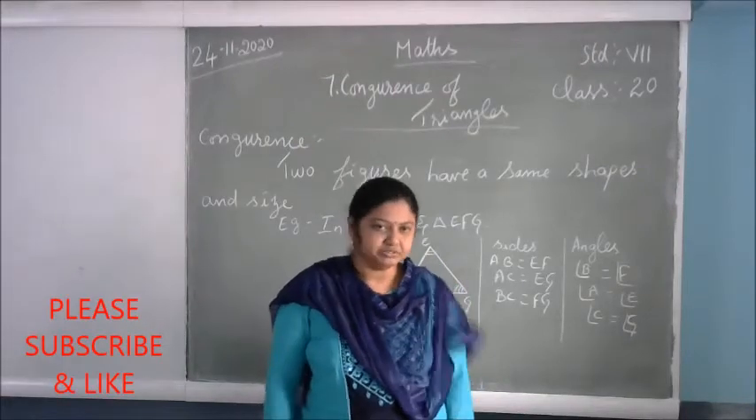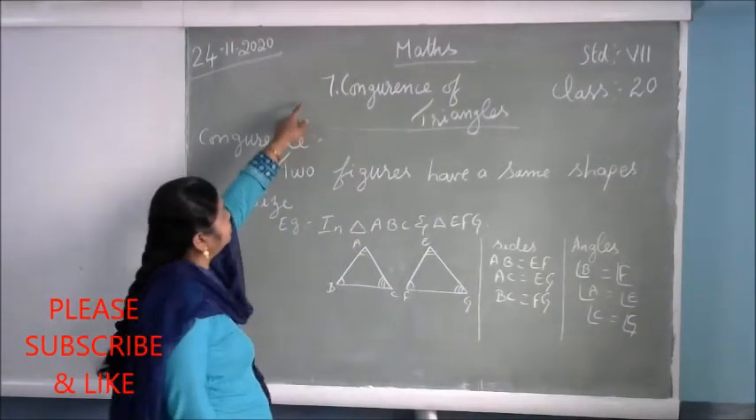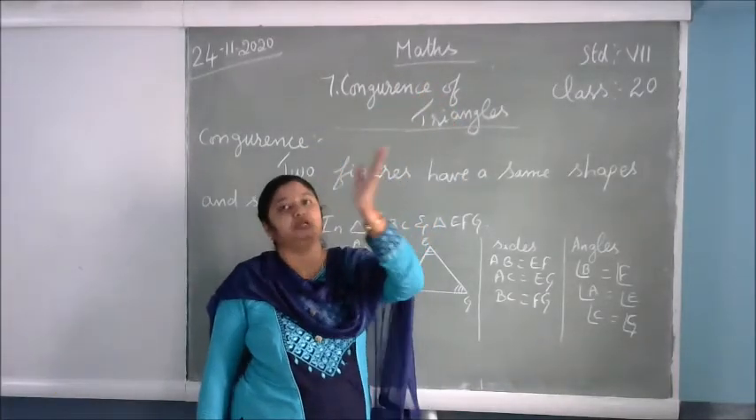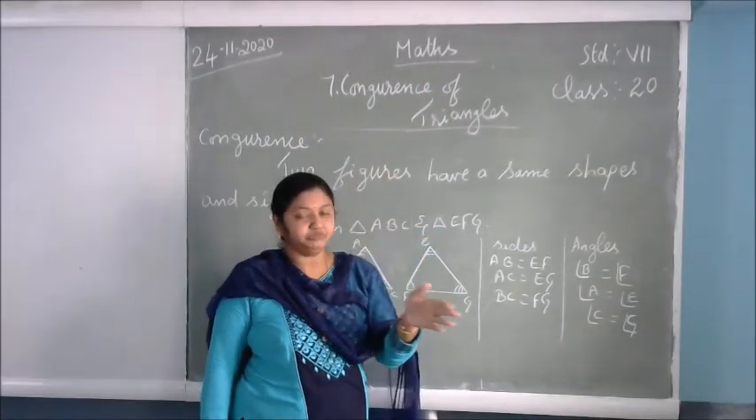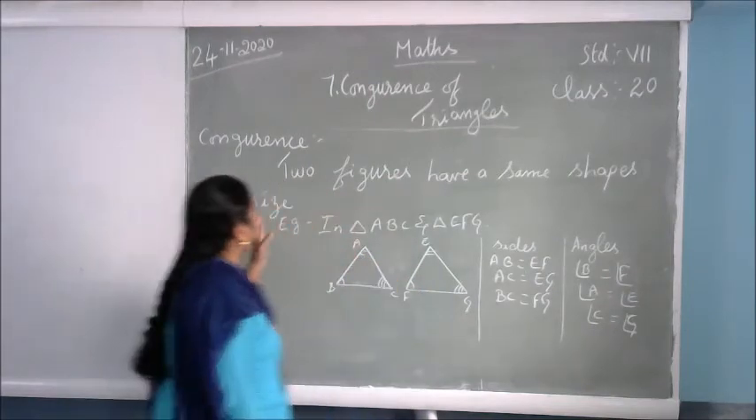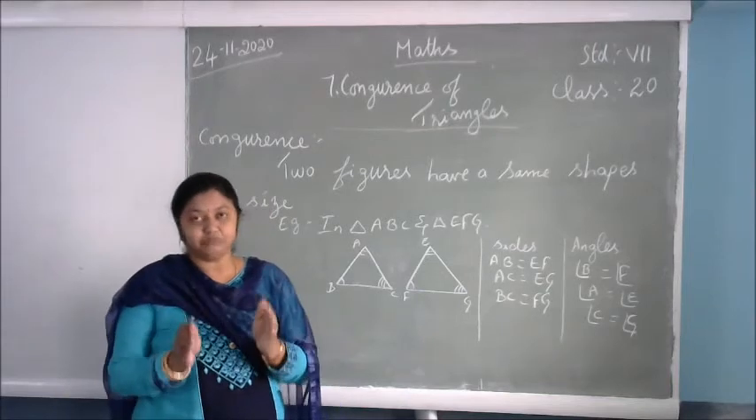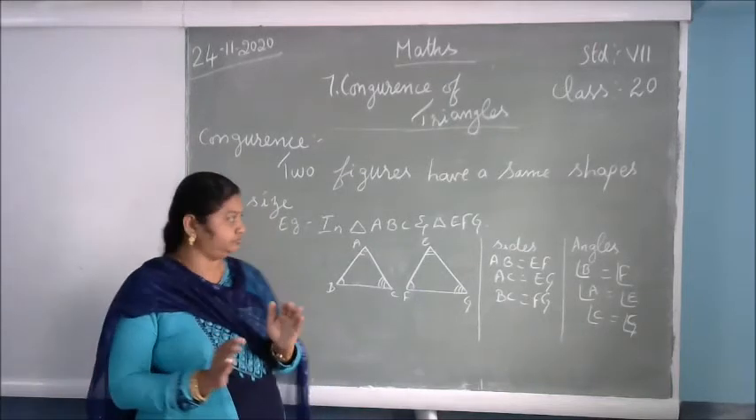Students, in today's class we'll see the new chapter, the 7th chapter, congruence of triangles. Already I taught you the difference between congruence and similarity. First, in this section we will learn congruence. What is congruence? Congruence means any two figures have the same shape and size.